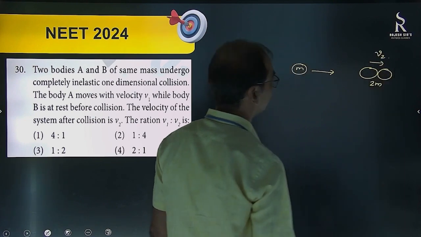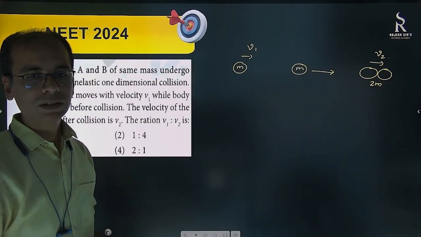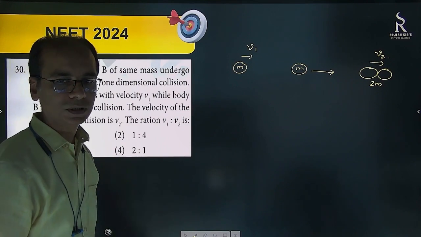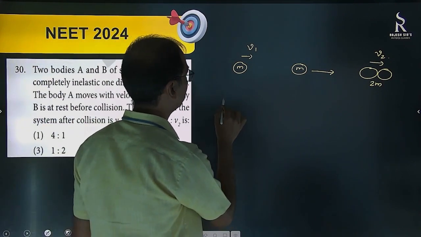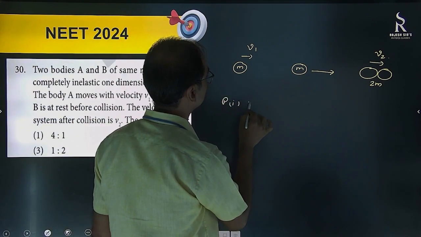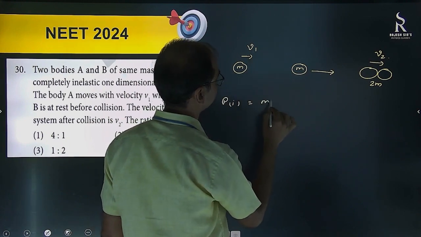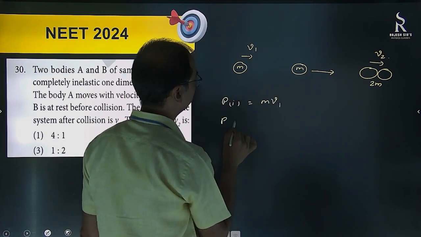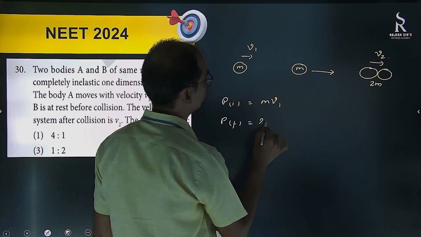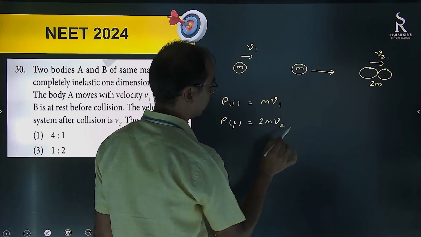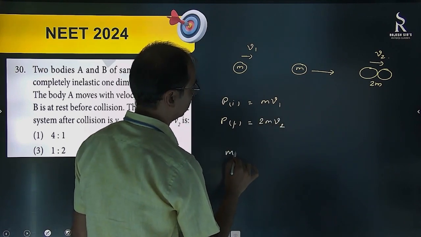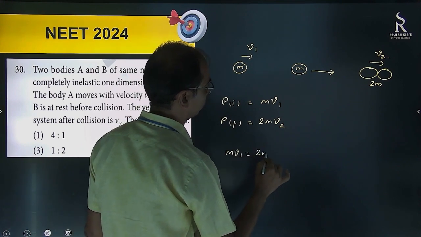So what we know? We know that the momentum is conserved. In any type of collision, momentum is conserved. So what is initial momentum before collision? Say mv1. Final momentum after collision, 2mv2. Both are equal, right? Yes.